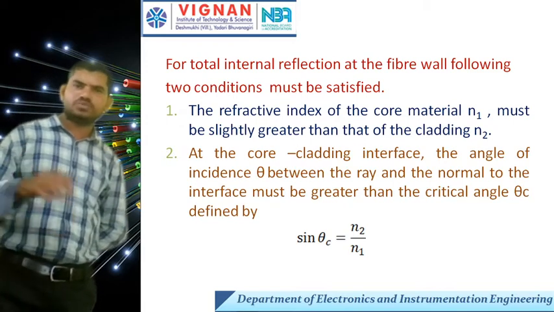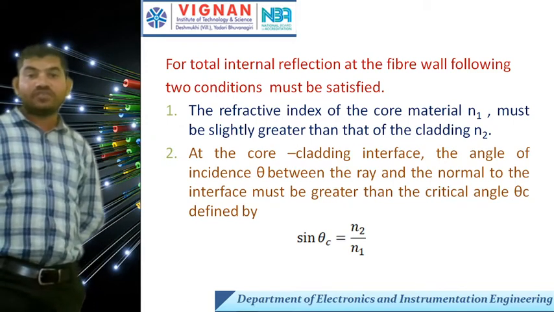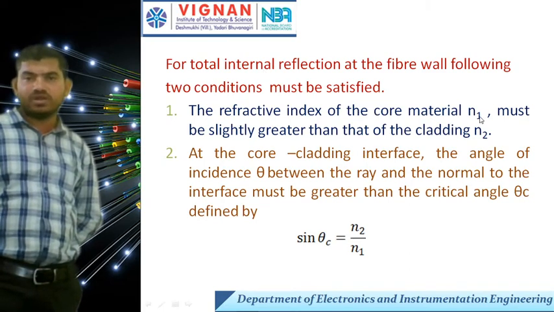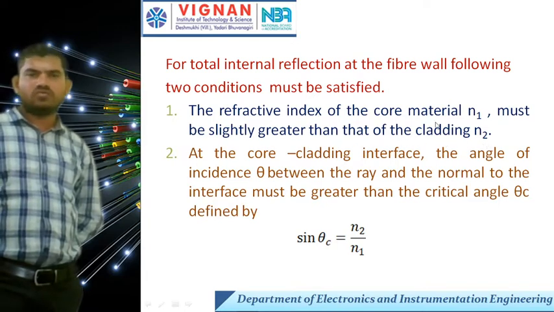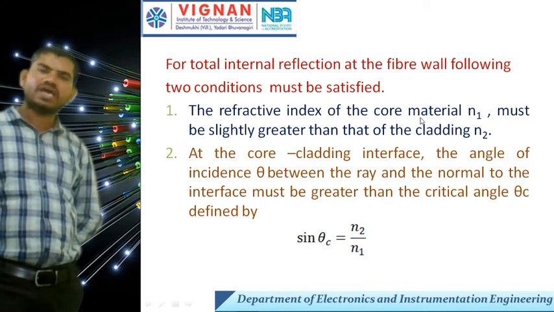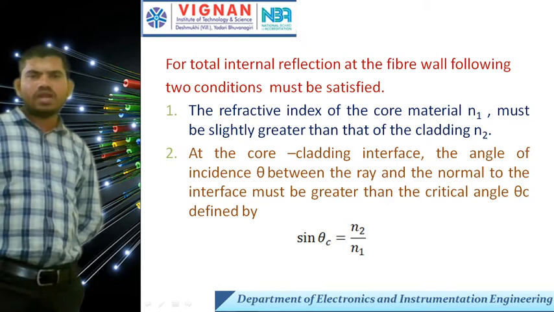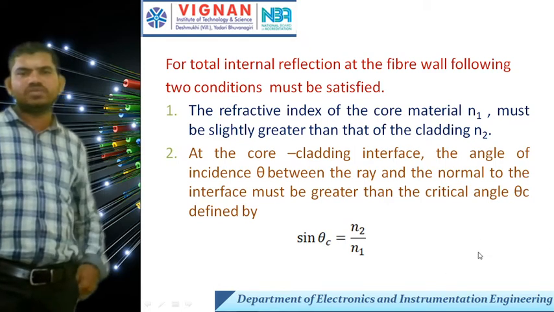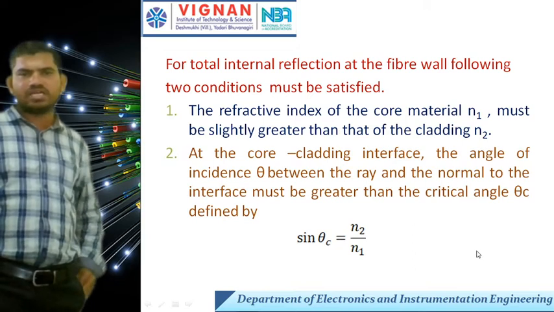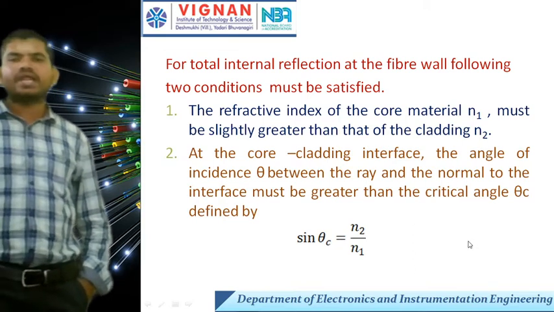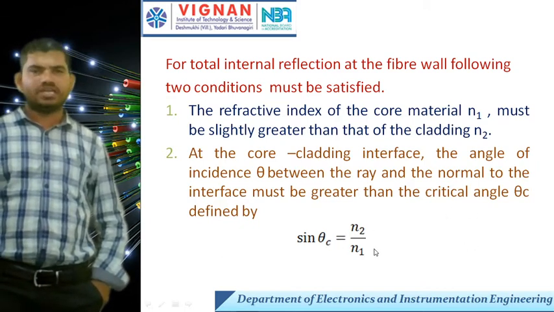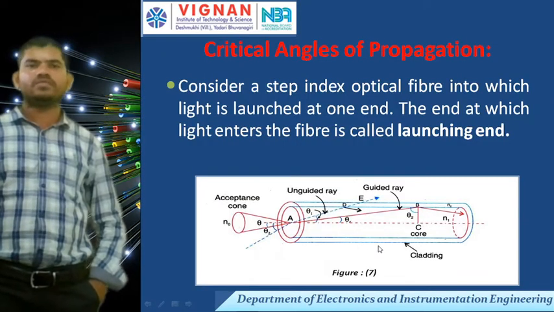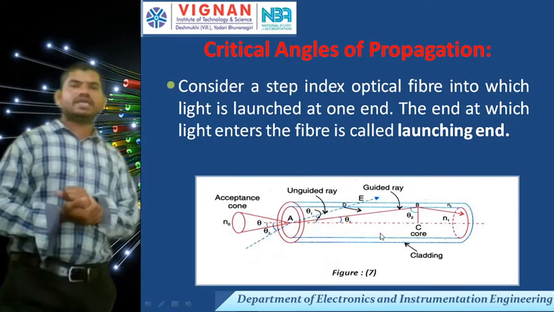There are two conditions, and they must be satisfied. I already discussed this one. The refractive index of the core material n1 must be slightly greater than that of the cladding n2. First case, the refractive index of the core is slightly greater than the refractive index of the cladding. At the core-cladding interface, the angle of incidence theta between the ray and the normal to the interface must be greater than the critical angle theta c. That is, sin theta c is equal to n2 by n1.